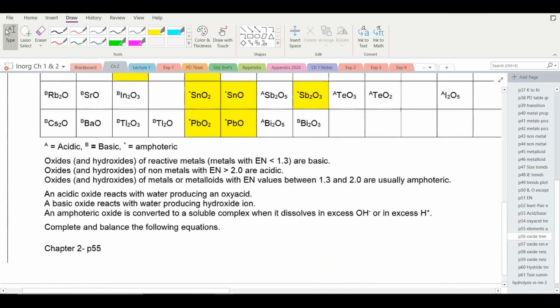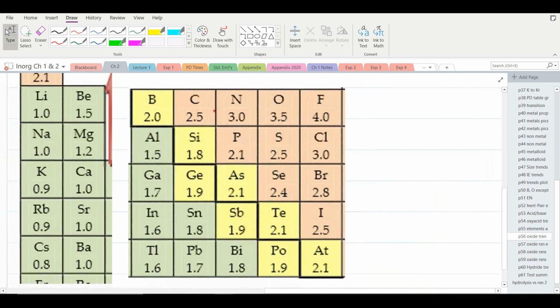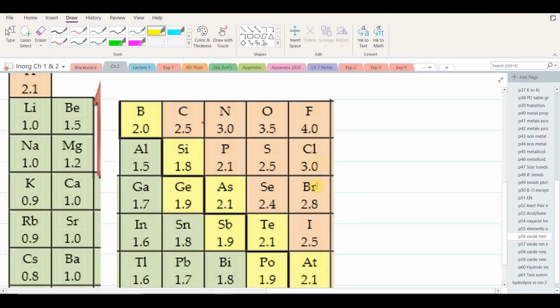The oxides and hydroxides of nonmetals with electronegativity greater than 2 are acidic. Let's take a look. Where are the nonmetals with electronegativity greater than 2? Well, pretty much all the nonmetals have electronegativity greater than 2. So all of these nonmetal oxides should be acidic in water.